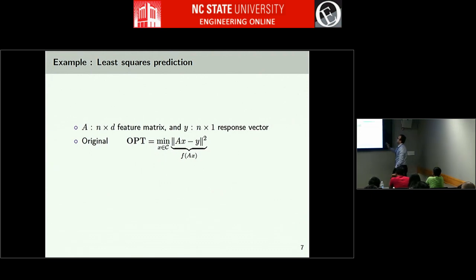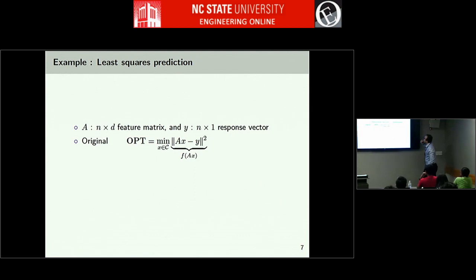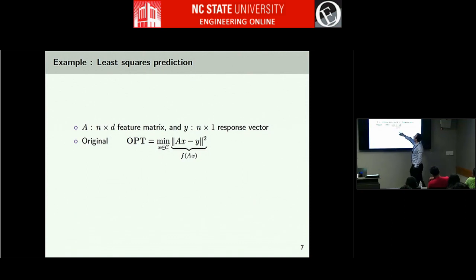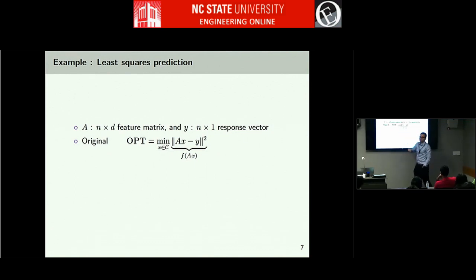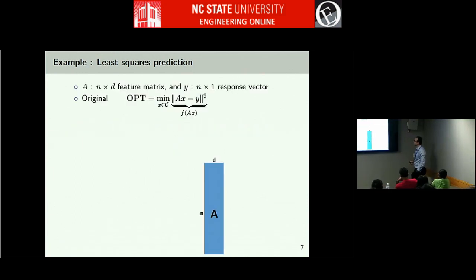So in this case, A is n by d. It's my feature matrix. y is my n-dimensional response. I minimize the norm of Ax minus y, norm squared, subject to some constraint. So this is my f of Ax function, which is, f is convex. And this optimal value I denote by OPT. It's some value. It's a real number. So here's my matrix, n by d. n is large.